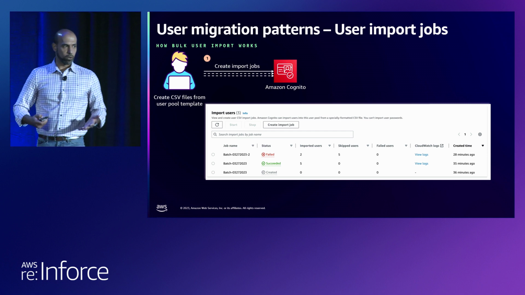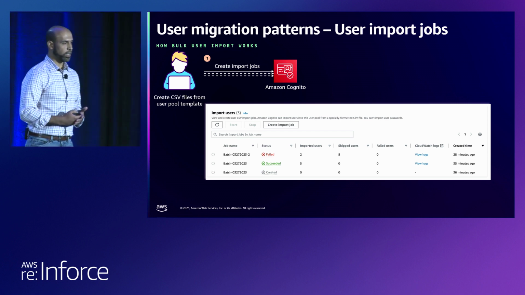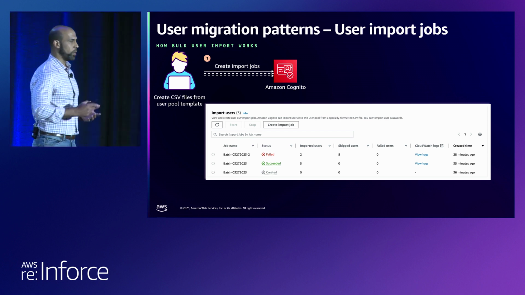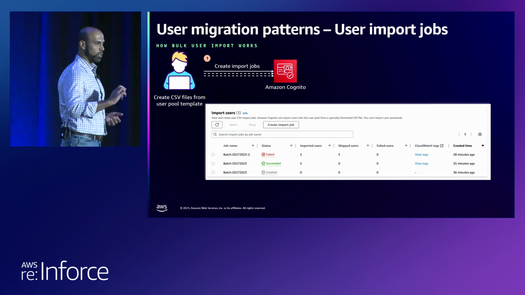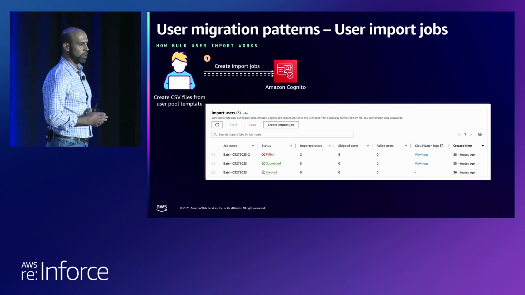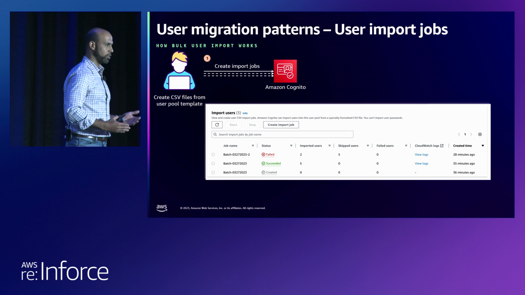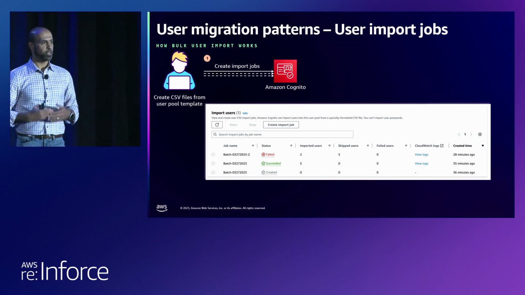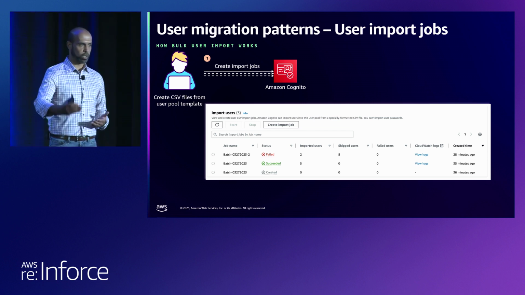You can create many of these jobs. They will run in parallel. You can create many of these files. We usually recommend creating files with smaller batches. So if you are migrating 100,000 users, create 10 files, 10,000 users each, because this will make it easier to troubleshoot if one job fails and so on.